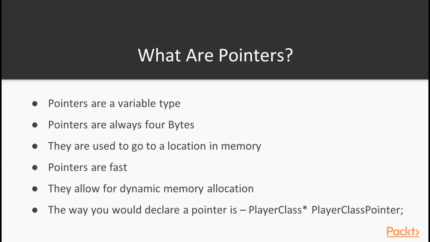An example would be, as shown, we have a player class instance, and you want to get the address of where that player instance is located in memory, so we would use a pointer to do so. The way you would declare that pointer is player class as the variable type, then a star, then a space, and then the name of the variable, so in this case, player class pointer.